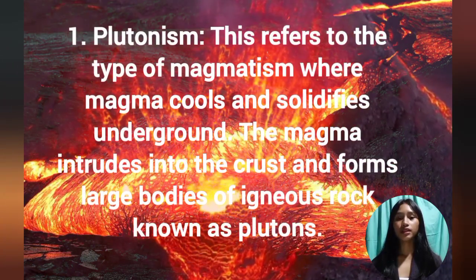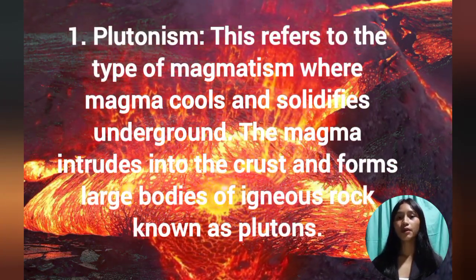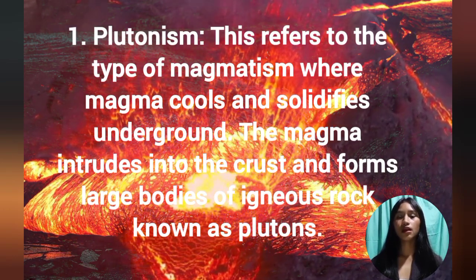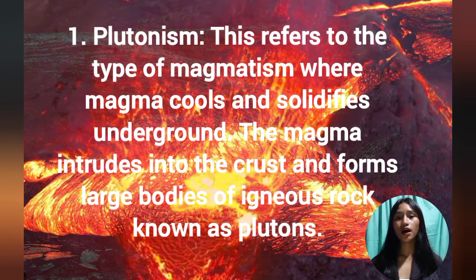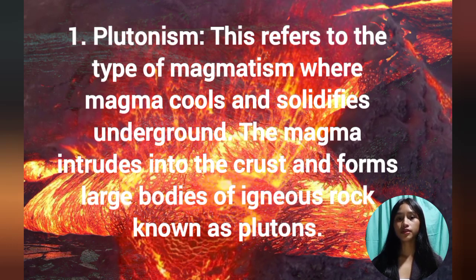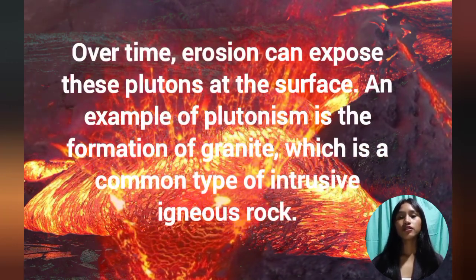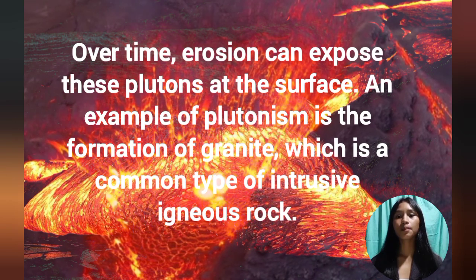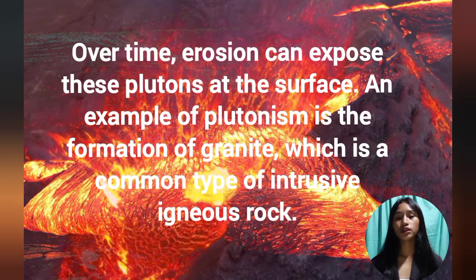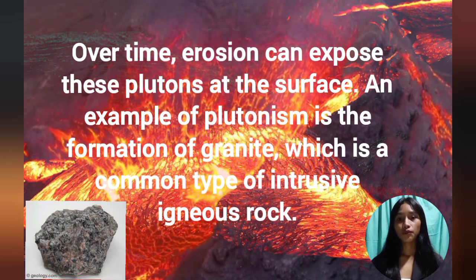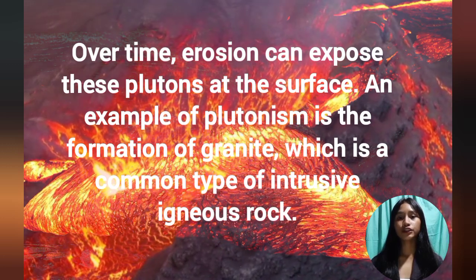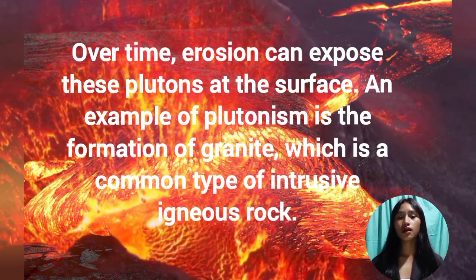Number 1. Plutonism. This refers to a type of magmatism where magma cools and solidifies underground. The magma intrudes into the crust to form large bodies of igneous rocks known as plutons. Over time, erosion can expose the plutons at the surface. An example of plutonism is the formation of granite, which is a common type of intrusive igneous rock.